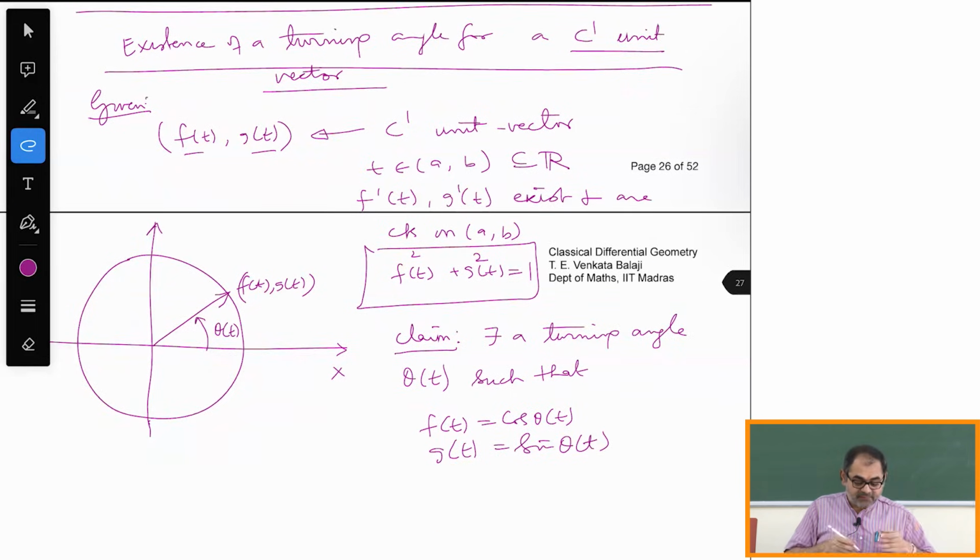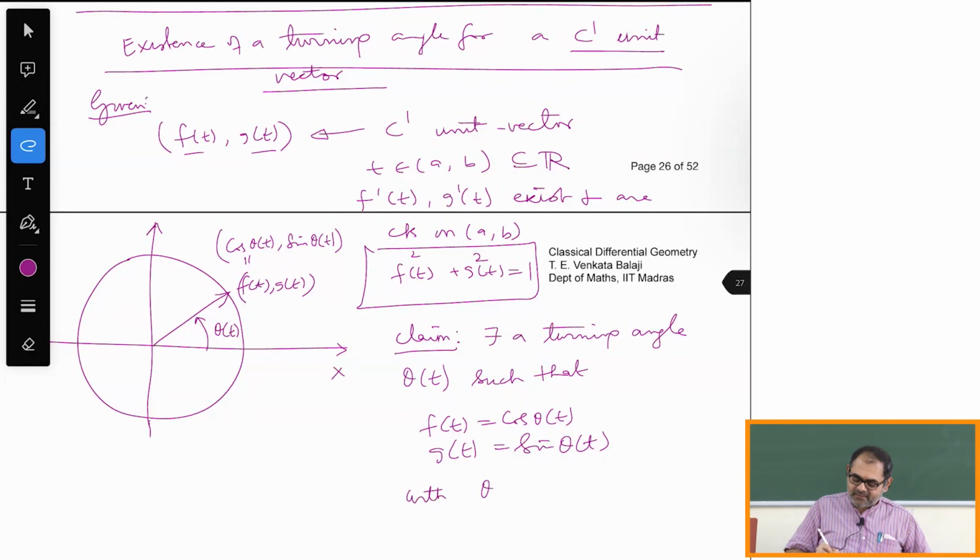All this is more or less clear from this picture, because if theta t is this angle, I know this f t is going to be cos theta t and g t is sin theta t. This is all right, because that's how you parameterize points on the unit circle. That's not a big deal. But here's the big deal.